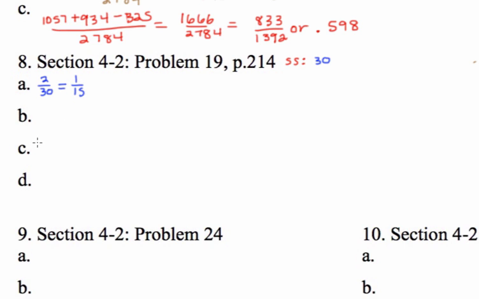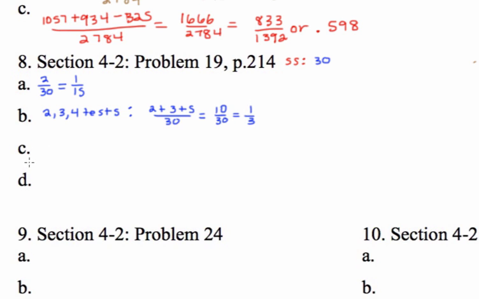Part B, at least 2 tests. At least 2 tests means 2 or more. 2, 3, or 4 tests. So you just add them up. 2 people had 2 tests, 3 people had 3 tests, and 5 people had 4 tests. That's 10 out of the 30 people, which is 1/3.